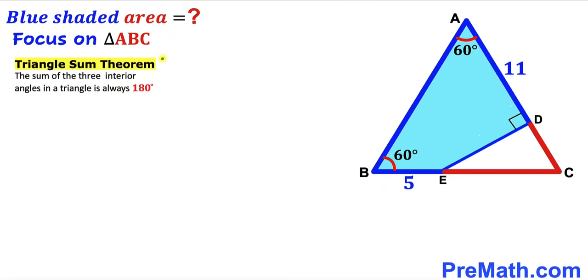And now let's recall the triangle sum theorem. According to this theorem, the sum of three interior angles in a triangle is always 180 degrees. And we know this angle in this triangle ABC is 60 degrees. This angle is 60 degrees as well. So therefore, this third angle has got to be 60 degrees as well.